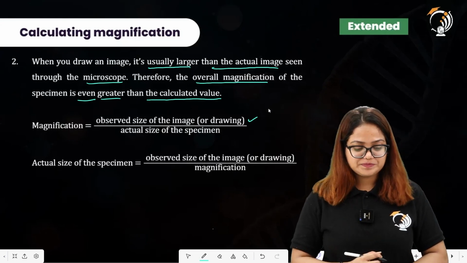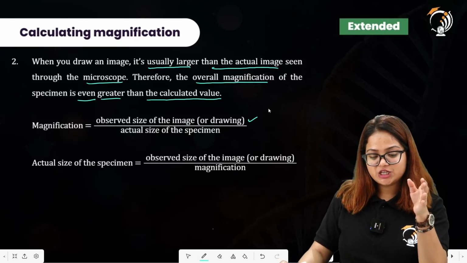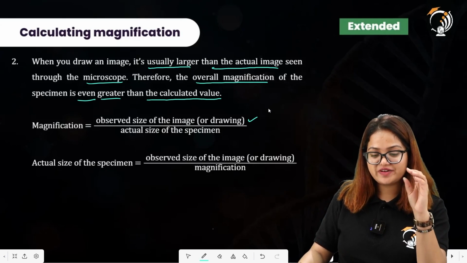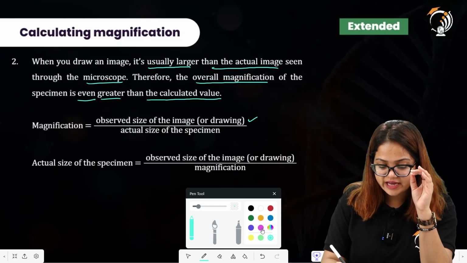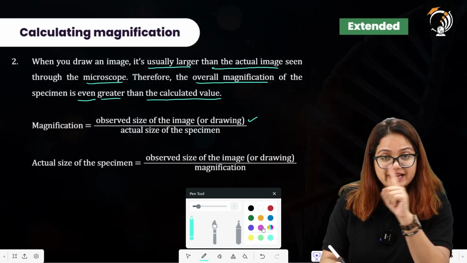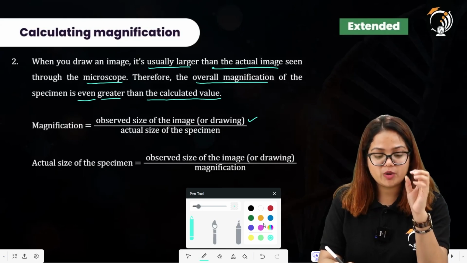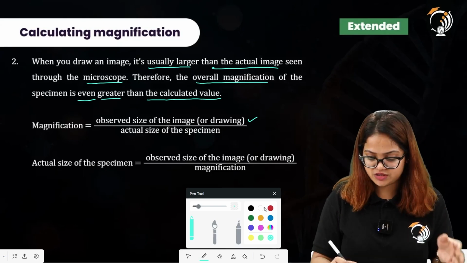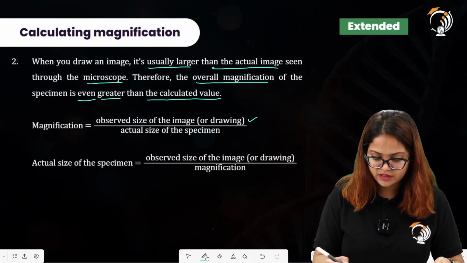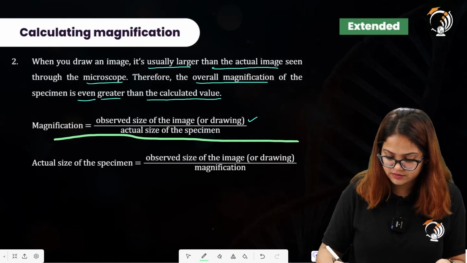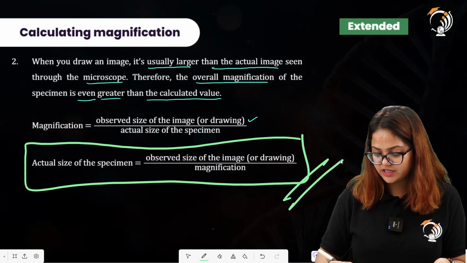Or you can also say, on rearranging the formula, that the actual size of the specimen is equal to the observed size of the image divided by magnification. And this particular section is very important, and you will observe one question coming directly from the formula, where you have to mention the correct formula for magnification from the given options. You have to tick the right option basically. This is very important.